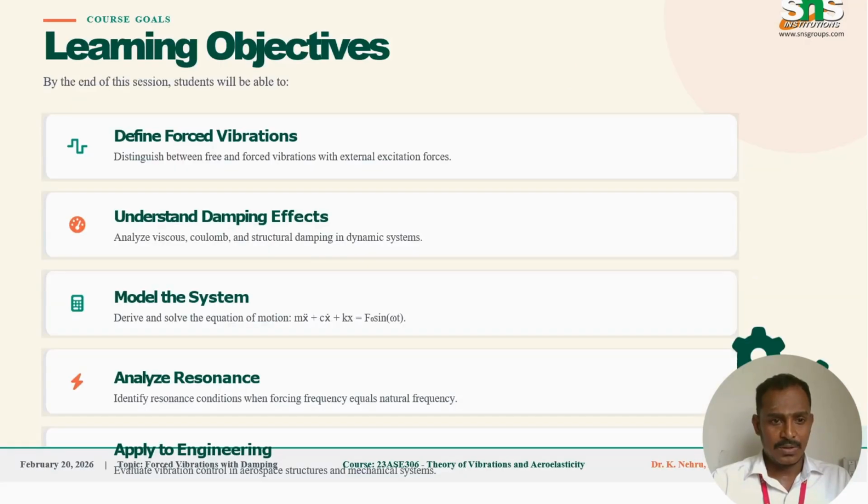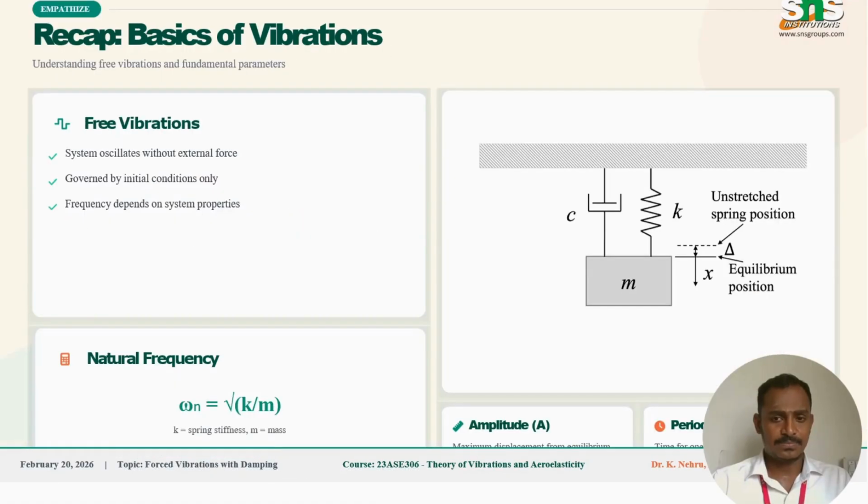Let's begin. The learning objectives of this course are defining forced vibration and distinguishing between free vibration and forced vibration due to external excitation forces. We are also going to see how the damping effect plays a vital role in the dynamic system. We will model the system to examine the equation of motion, m x double dot plus c x dot plus k x equal to the applied force, and do the analysis of resonance with practical applications.